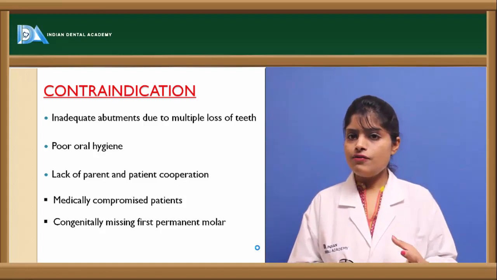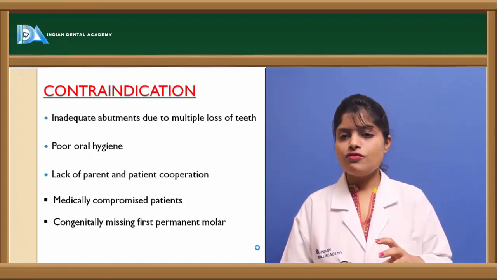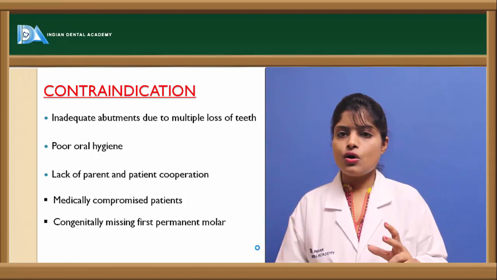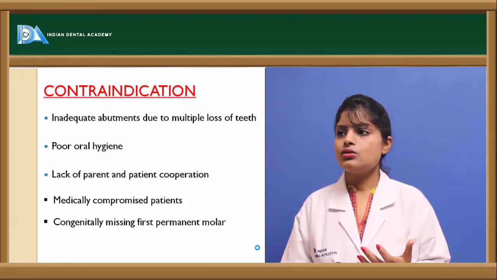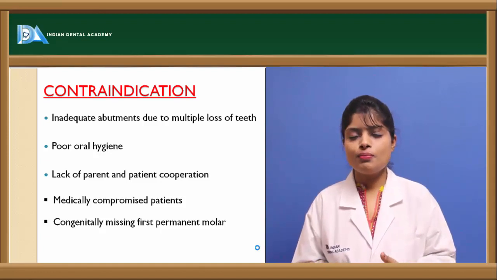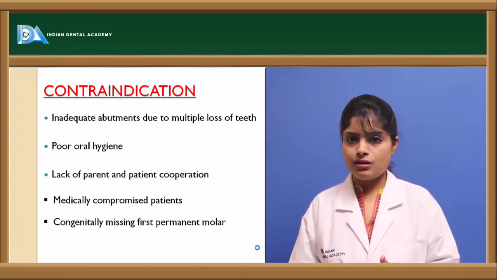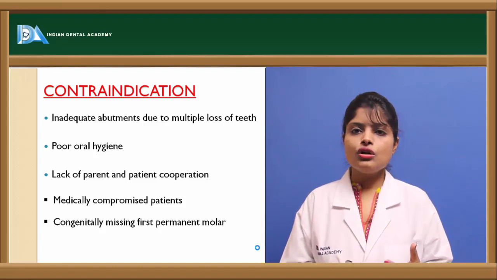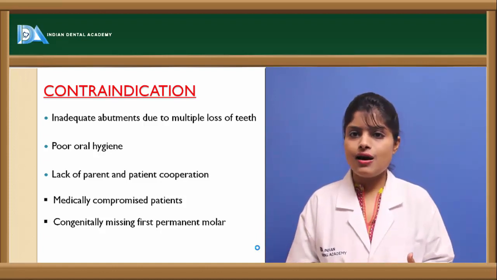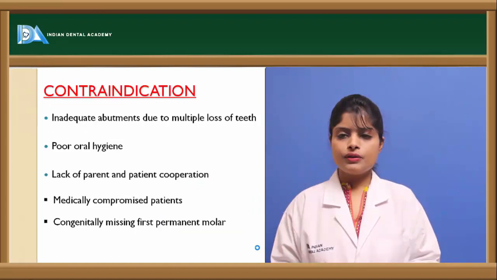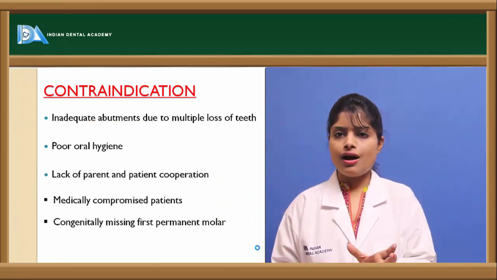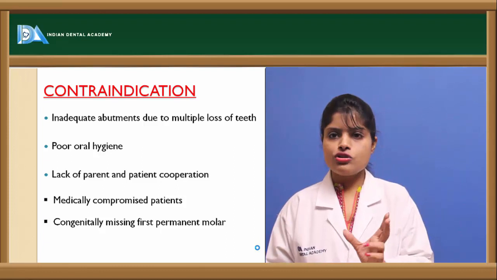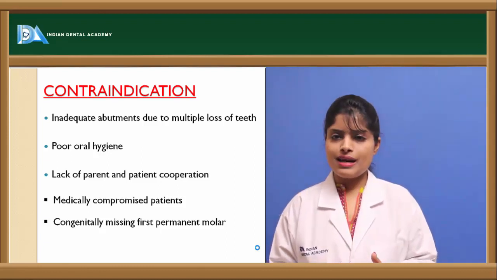Then, if the abutment tooth or the first primary molar is also not present, when it is inadequate due to multiple loss of the primary teeth in the oral cavity, in such cases, we do not use a distal shoe appliance in the arch. Now the question arises, what should be the length of the arch or length of the bar which is used in the distal shoe type of appliance?